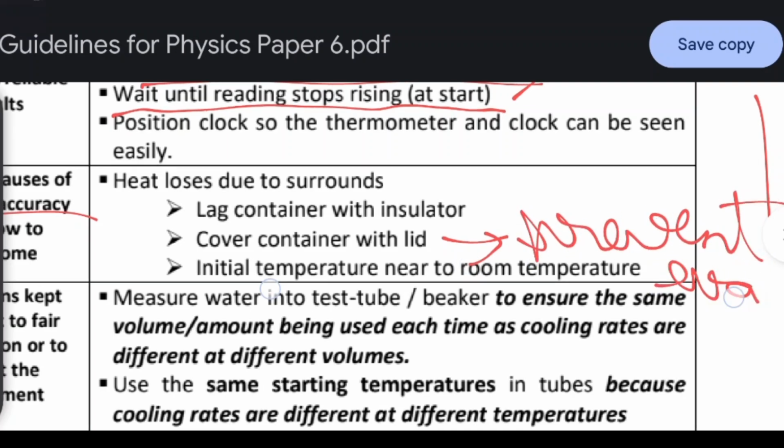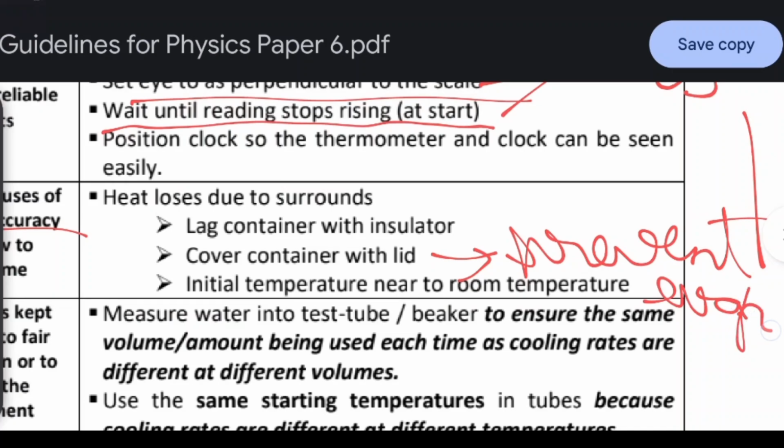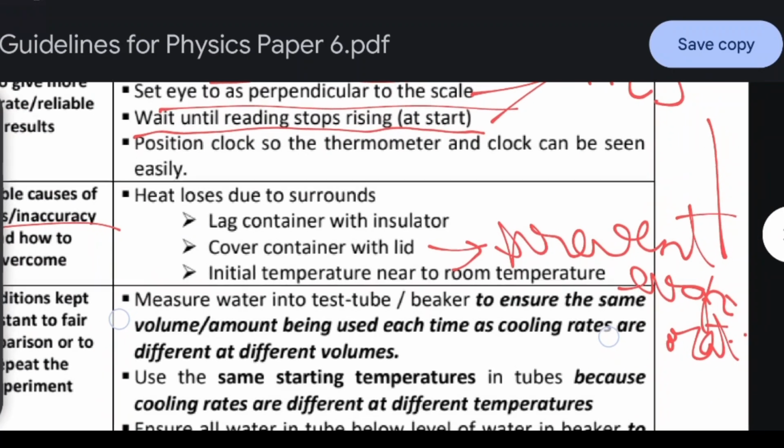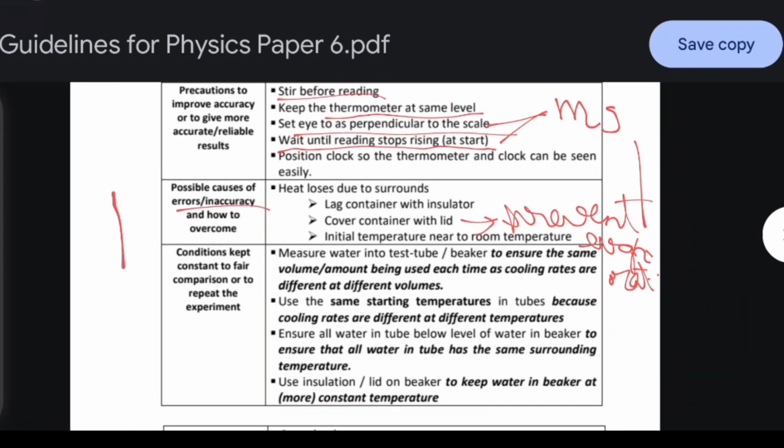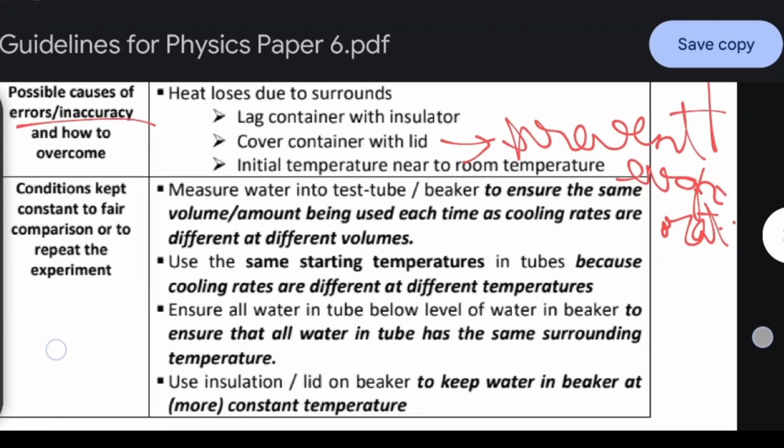Prevent evaporation. This question was asked. I remember in February, March. We discussed it yesterday. Evaporation. Okay. Then the initial temperature should be near to the room temperature, to get better results.